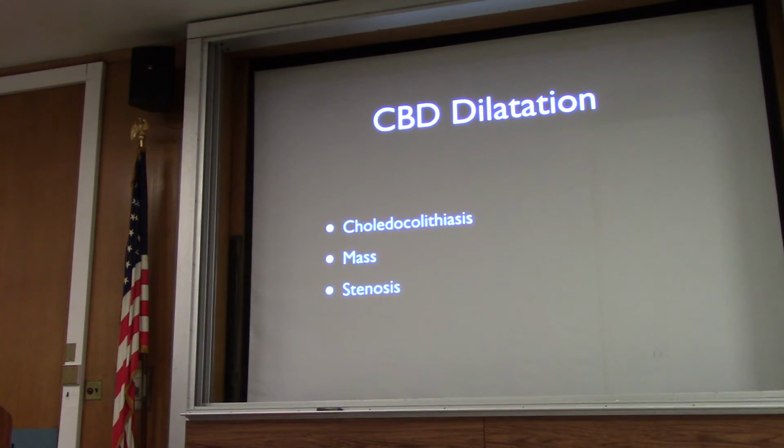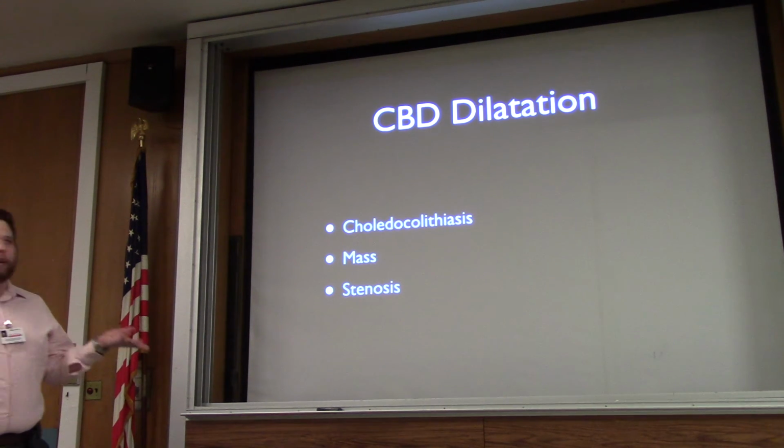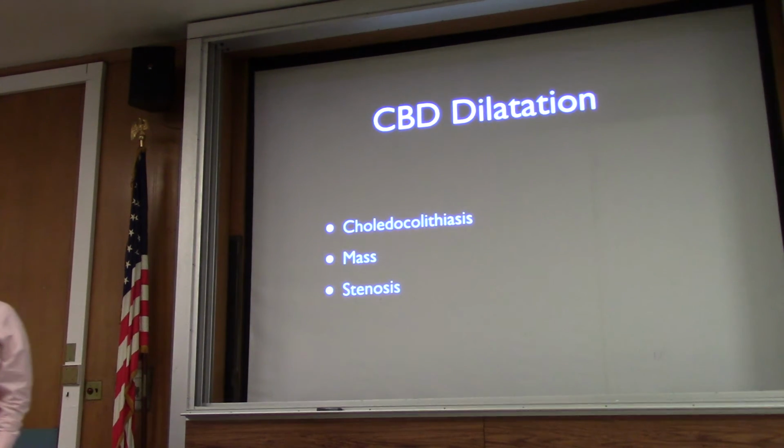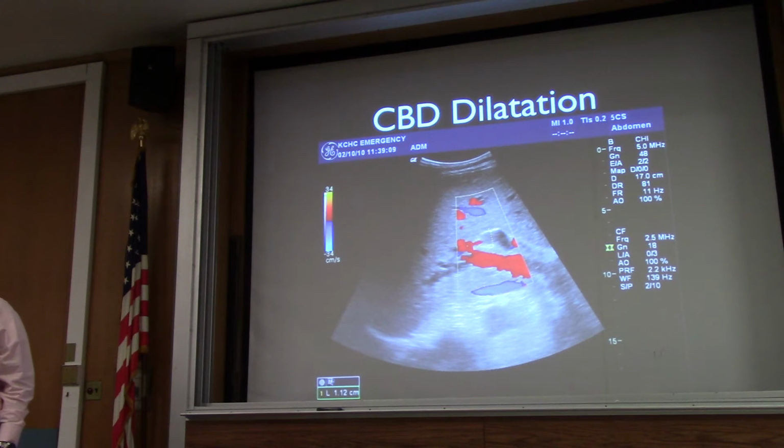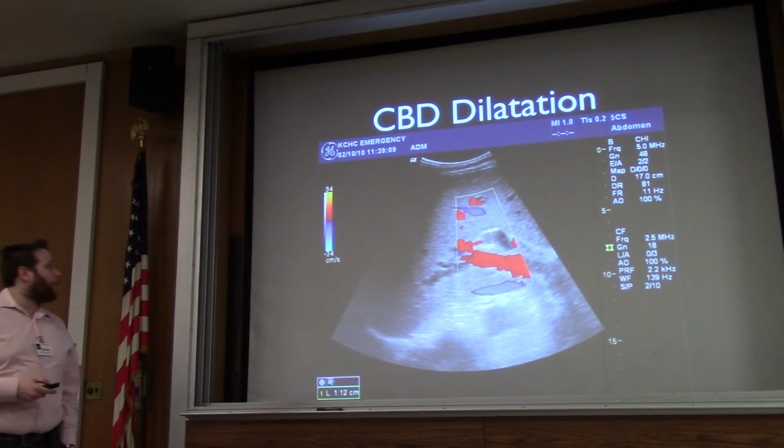Okay, so CBD dilatation. We're thinking about somebody who has biliary obstruction, obviously choledocholithiasis, but there are a lot of causes for CBD dilatation: things like masses, which is always the worst thing that could possibly be going on, or other causes of biliary stenosis, cholestasis. Different things can cause CBD dilatation depending on the pathology. We already discussed how to identify the CBD. Here are some examples of dilated CBD.